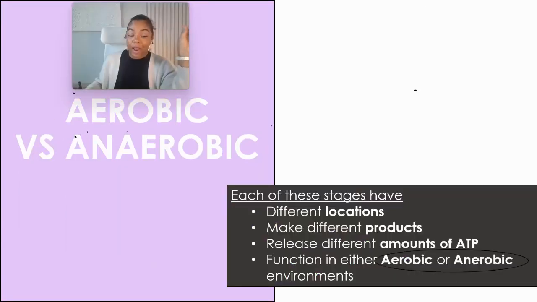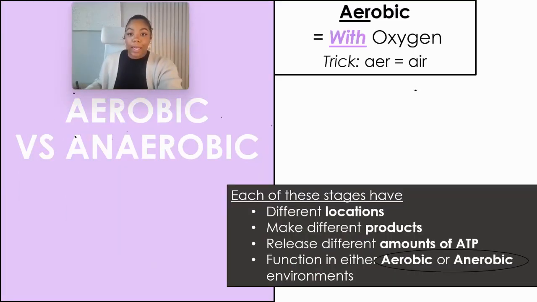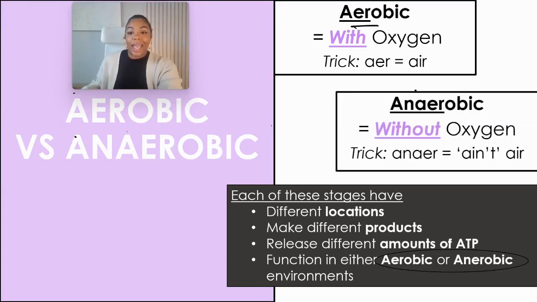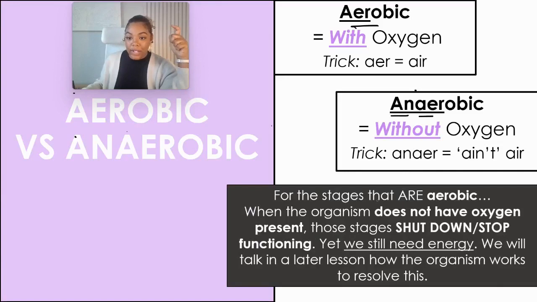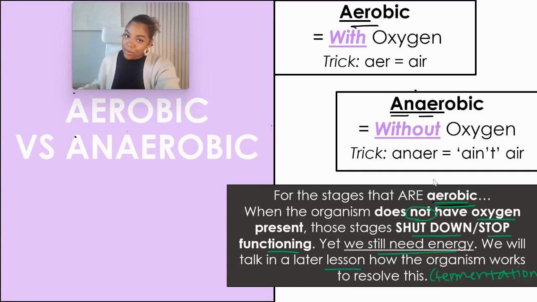Okay, let's go ahead and define aerobic versus anaerobic. Aerobic means it is with oxygen. I like to think aerobic because it has air. And then anaerobic is without air. I do want to name for you that when we go through these stages, if I name that a stage is aerobic, it is very important to know that when an organism does not have oxygen available, those stages shut down or stop functioning. But for now, let's go into the stages.